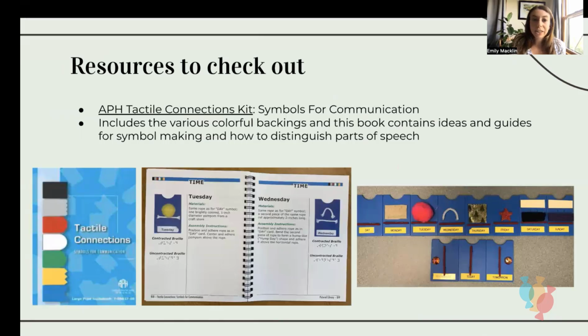APH has the Tactile Connections Kit. We talked a lot about that. They really can walk you through making some of these symbols. So here's a picture of the page for Tuesday and Wednesday, what they recommend. Then with materials I had available to me, here's what I made. So slightly different because it's based on what I had available, but I did use their ideas and it's worked really well.